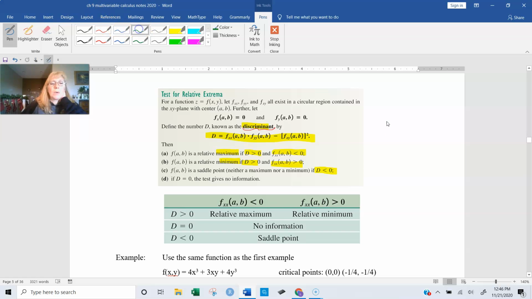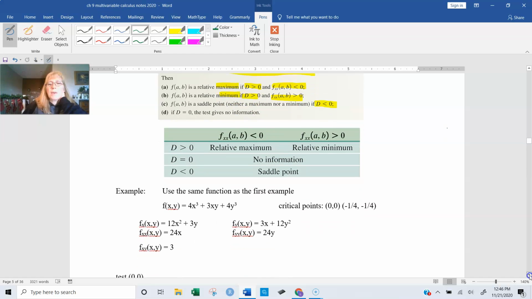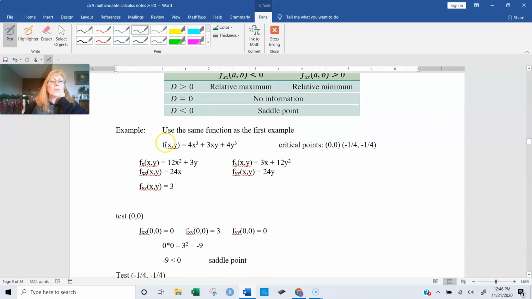All right, let's see what we can do here. So step 1, we have to find our critical points. So to do that, we find f of x, 12x squared plus 3y. We find f of y, 3x plus 12y squared. We still have to find f of double x, which is 24x, double derivative with respect to y, 24y. And then the derivative of x with respect to y is 3.